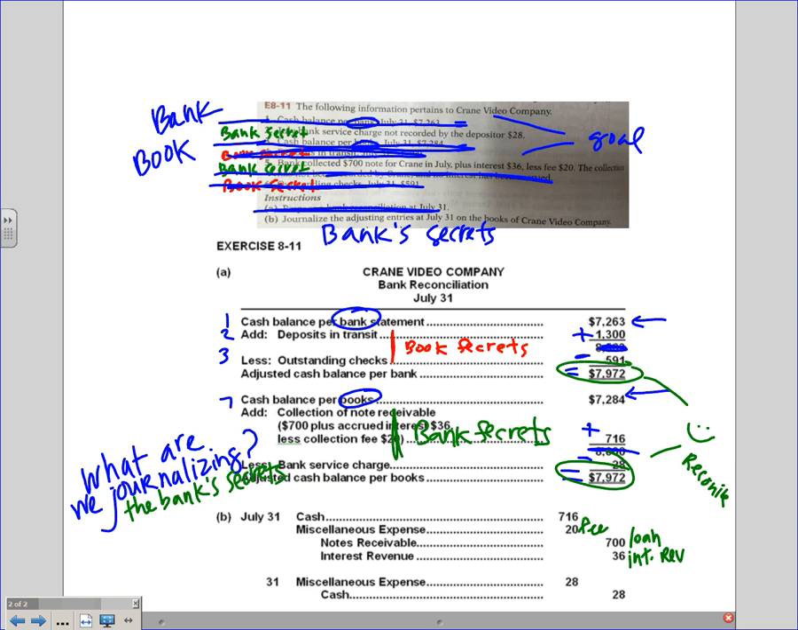Why are we not journalizing the book secrets? We knew about those.